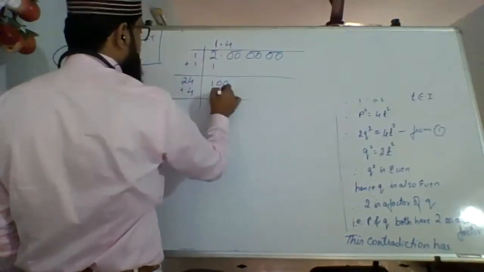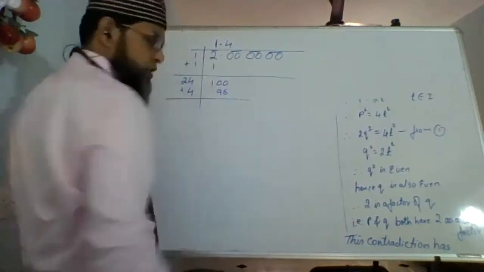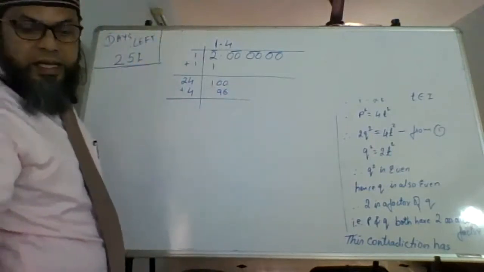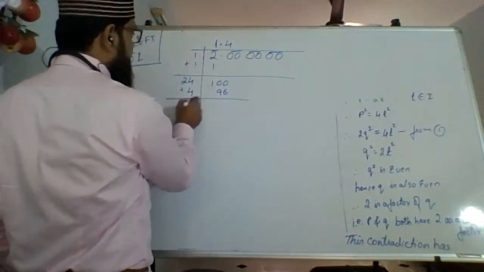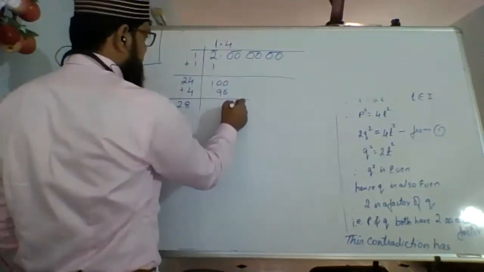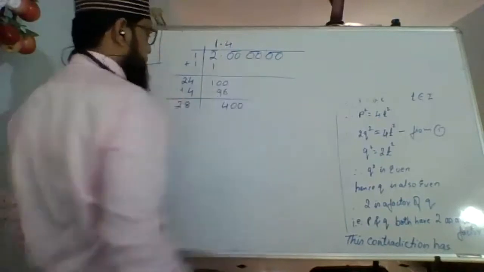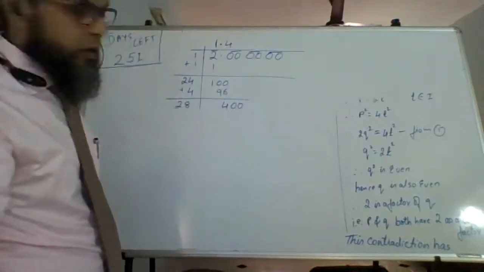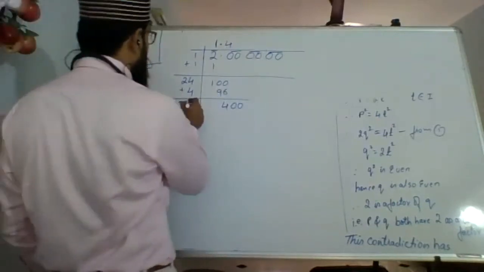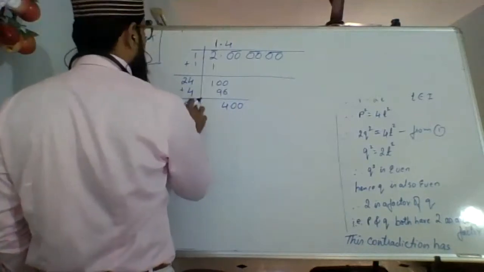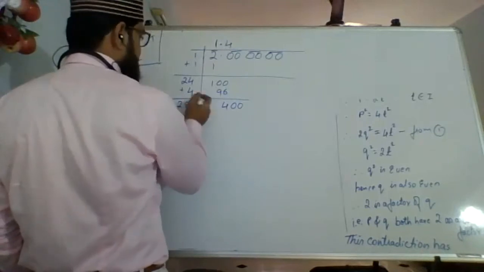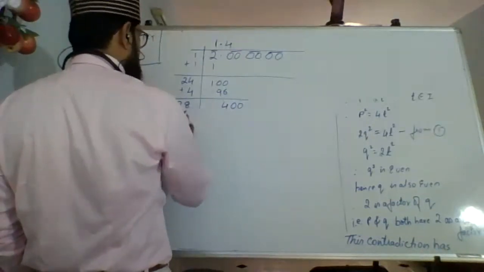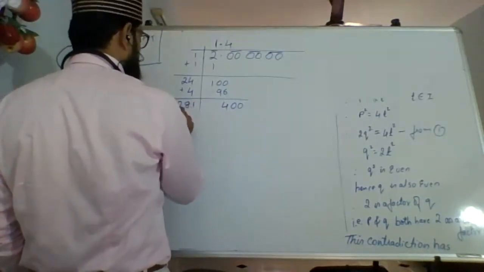So 24 into 4 is 96. 24 plus 4 is 28. 96. This will give me, bring down another pair, that is 400. Okay. Now 28, if I were to write 2 over here, it would become 500 something. Okay. If I multiply this by 2, 564, which will not work. So I have to have 1 over here plus 1.